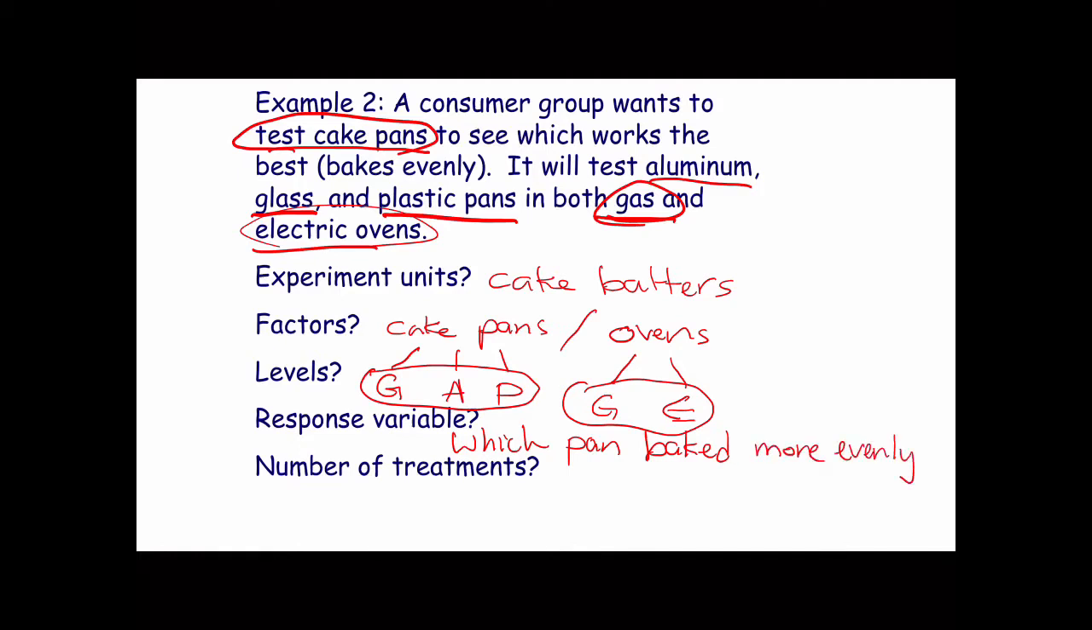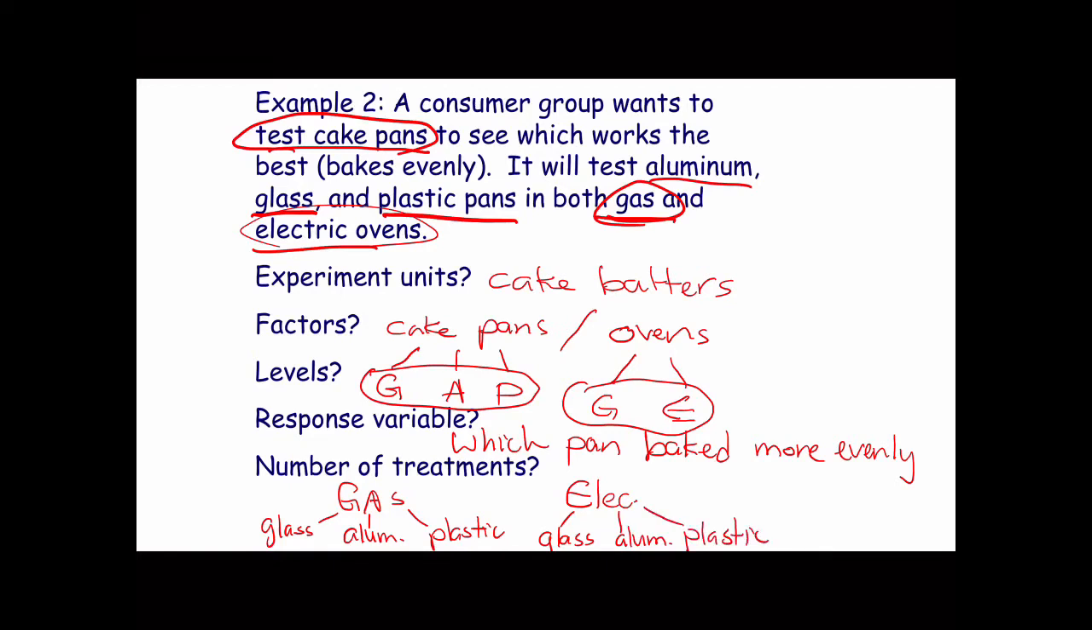All right, and then lastly, the number of treatments. If you think about this for a second, we have 2 different types of ovens and 3 different types of cake pans. So in the gas oven, they're going to need to put the glass pan in with some cake batter, the aluminum pan in, and the plastic, which we should already know what's going to happen with that if anyone in here has ever cooked in an oven. And then we have the electric oven. In the same way, we're going to need to test the glass pan in that, the aluminum, and then the plastic.